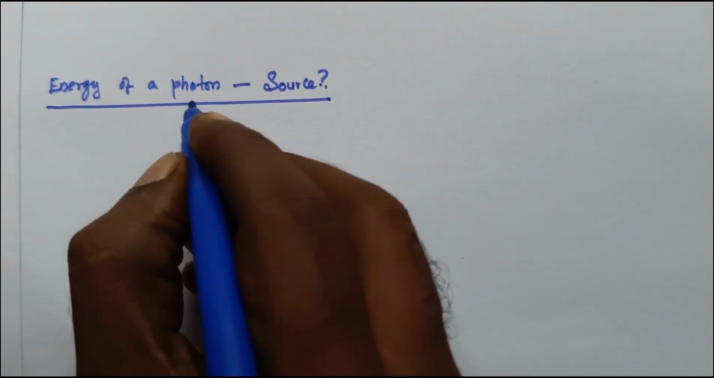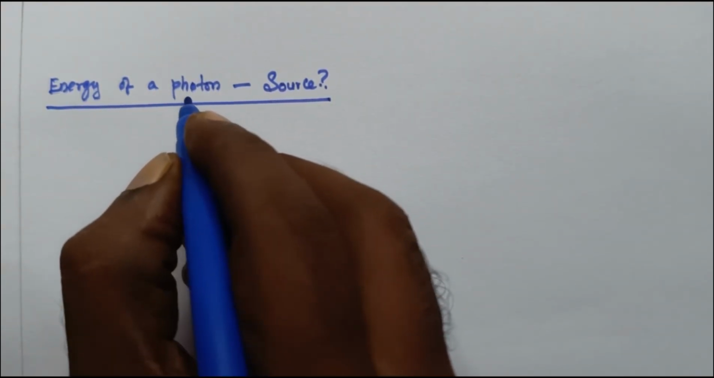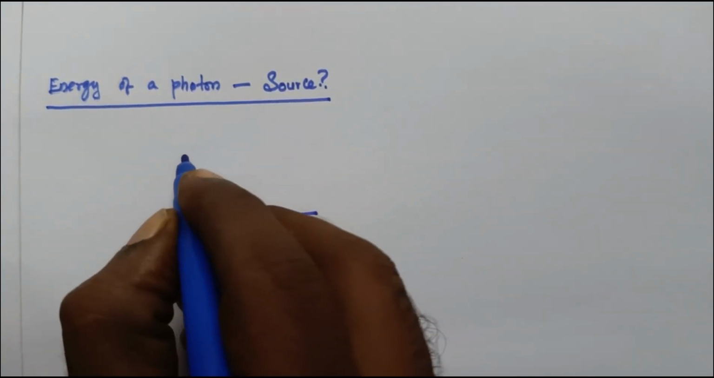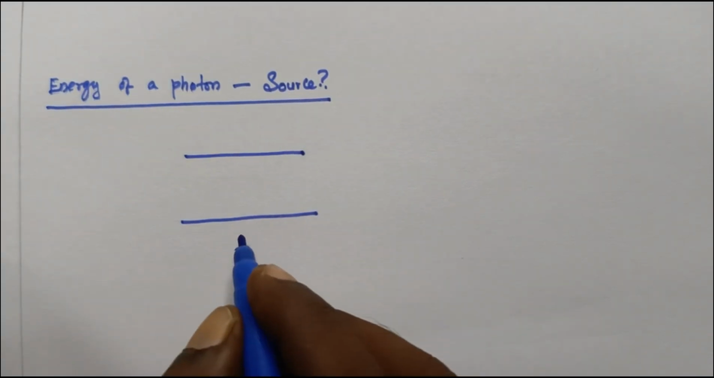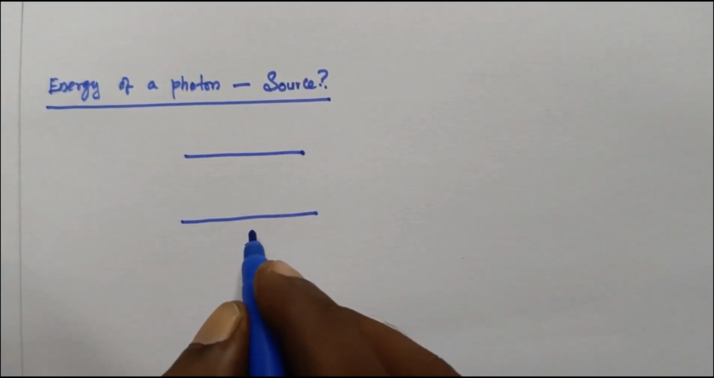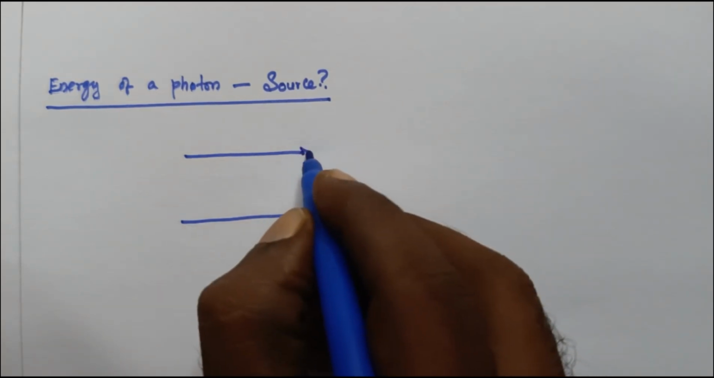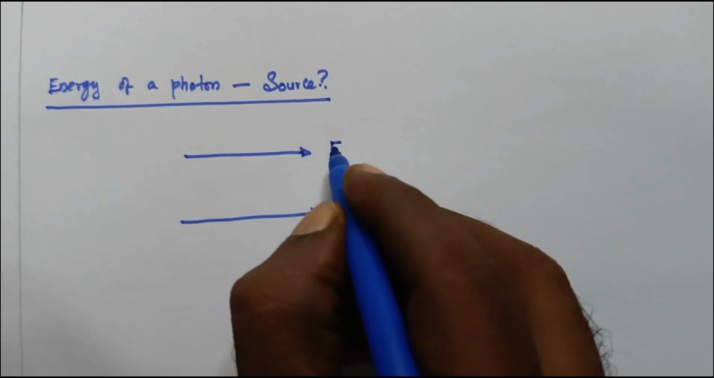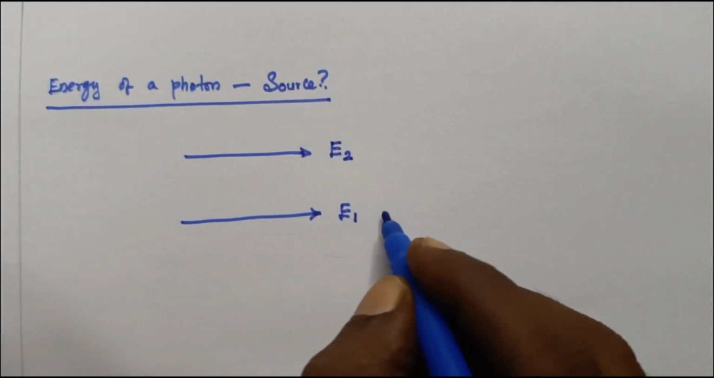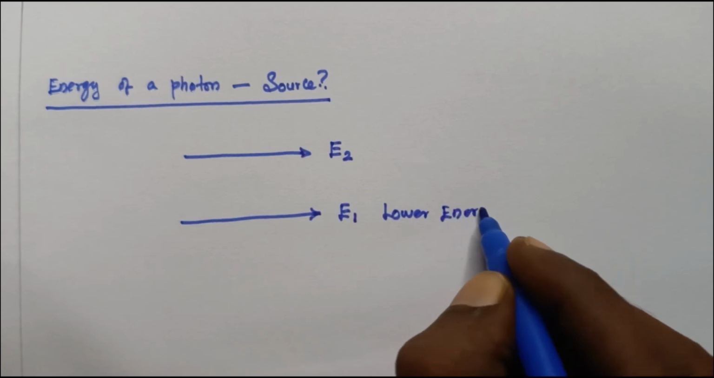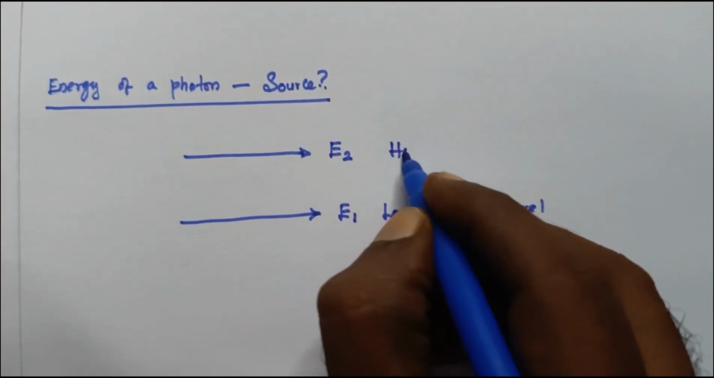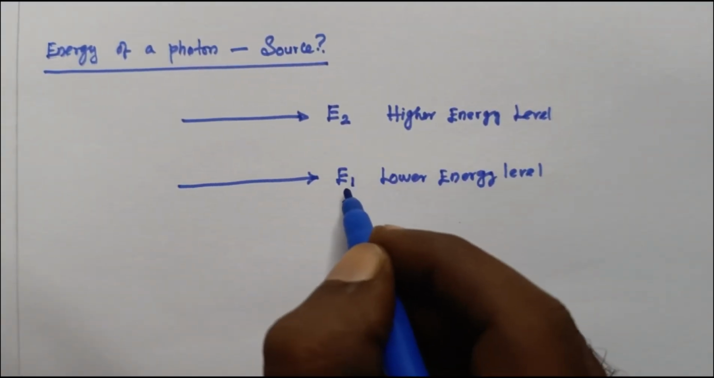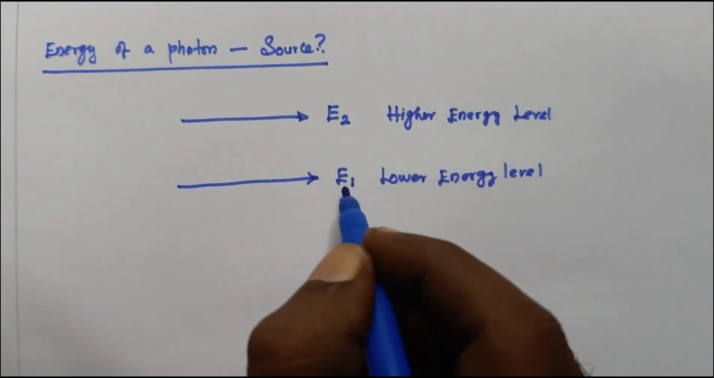Before going to answering this question, let us understand how the photon is emitted by a source. Let us assume that these are the two energy levels of a particle in the source. This is the lower energy level, which is taken as E1. This is a higher energy level and it is taken as E2. So E1 is lower than E2. These are the energy levels of a particle.